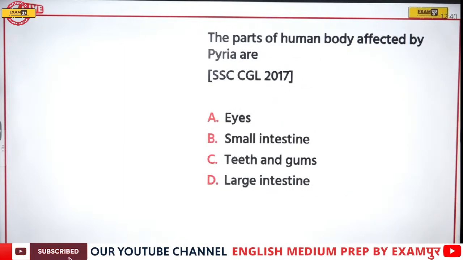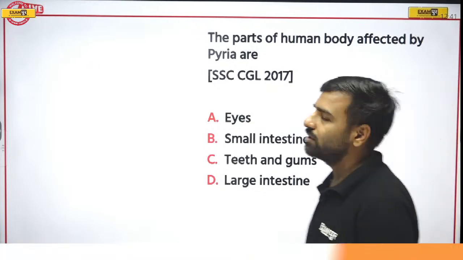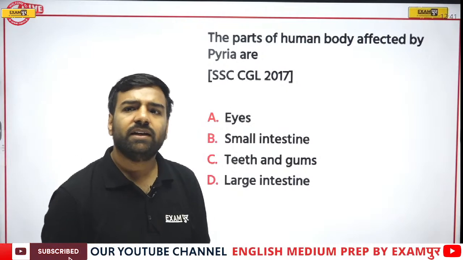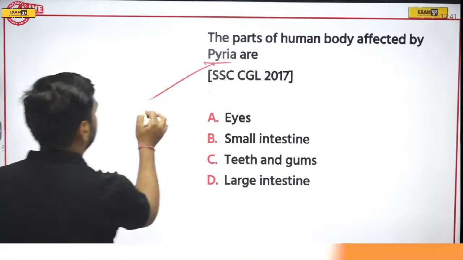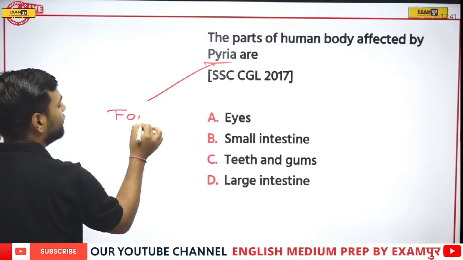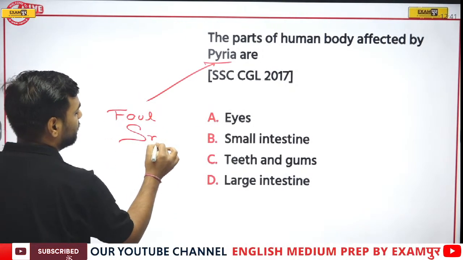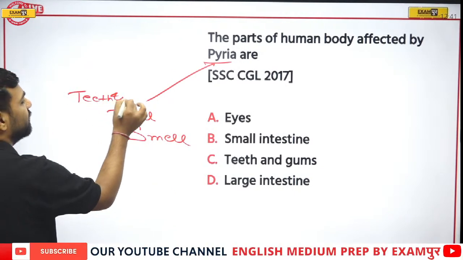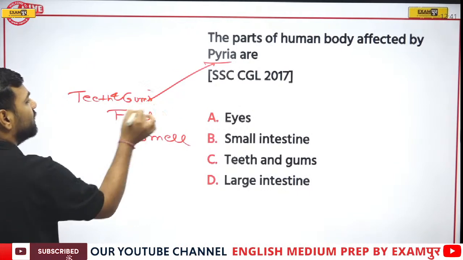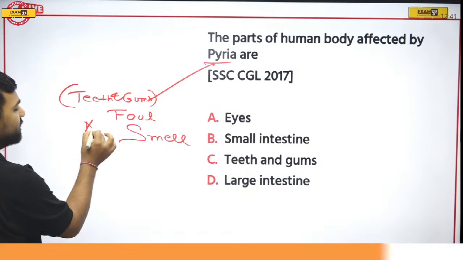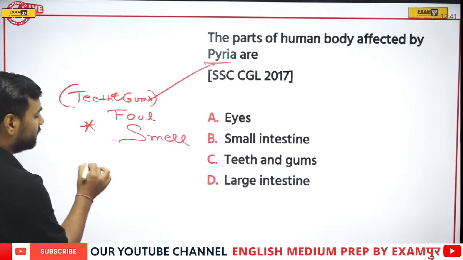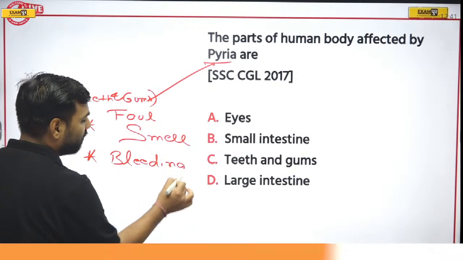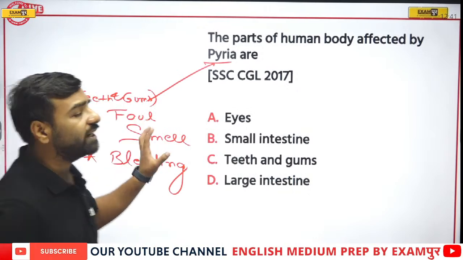Next, the part of the human body affected by pyorrhea is dash. Pyorrhea, we all are aware of this. What happens in pyorrhea? In pyorrhea there is a foul smell from the teeth and gums. Where is this issue created? This issue is in the teeth and gums. You are aware of teeth and gums now, everyone? In teeth and gums, we get a foul smell. Apart from the foul smell, there is also bleeding. So we have bleeding there, we have a foul smell there. All these issues are created in your teeth and gums.